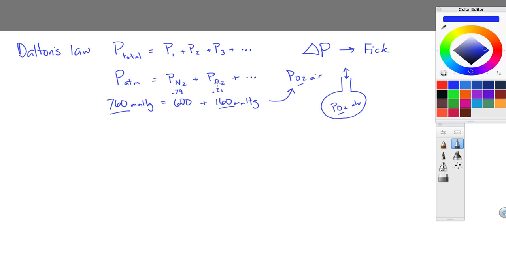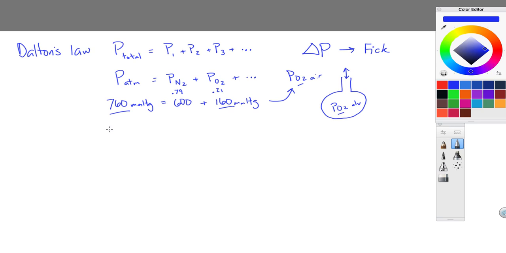In which case, it's still 79% and 21%. And so the 600 and 160, more focused on the 160 here, will fall, right? Which, of course, could change the alveolar PO2 as well. We might compensate by hyperventilation and we might be able to maintain it. But if you go to too high an altitude, you can't.